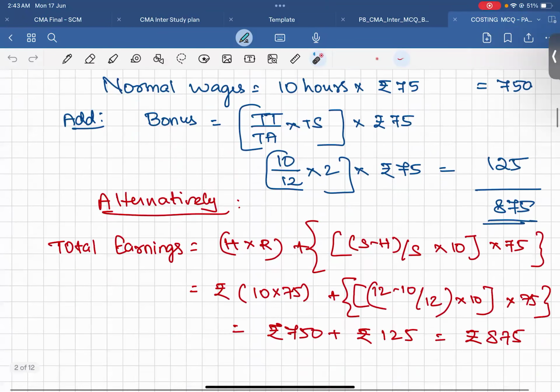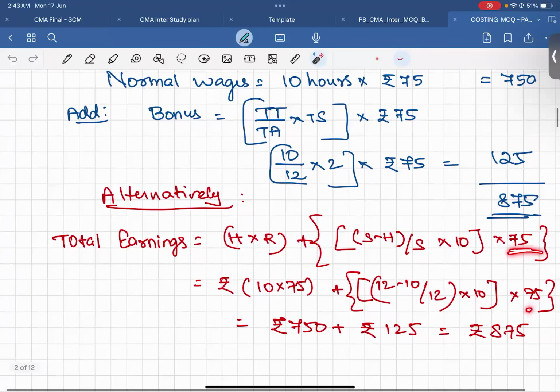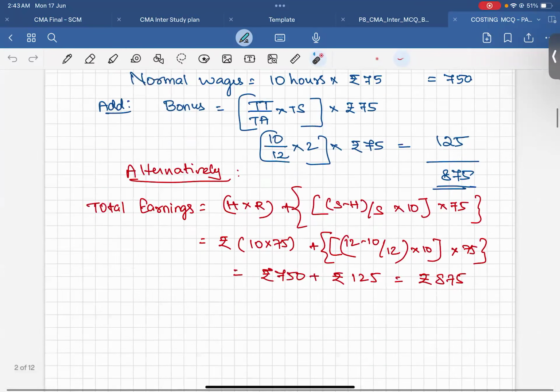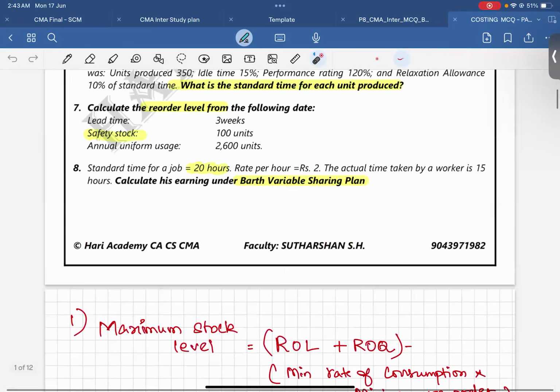Alternatively, you can do it in one step. H into hour, H is the hours into rate. Then S minus H, the time which is set standard minus actual time taken, divided by standard into 10. That's what the time saved by time allowed into time taken into 75 rate per hour. In any alternative method, you can do. Fine. We will move on to question number 3.